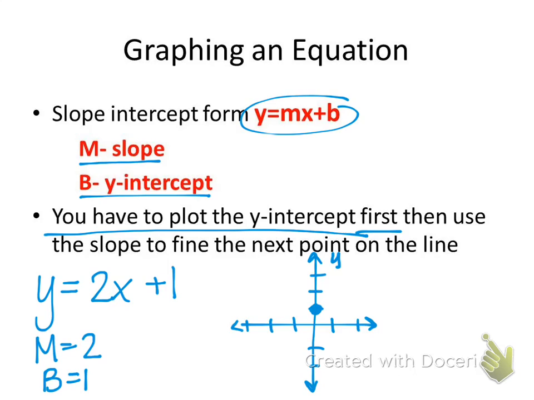Then I use the slope, which remember is rise over run. But you say, well, that's not a fraction. How do I know what it is? Okay, let's make it a fraction. 2 over 1.